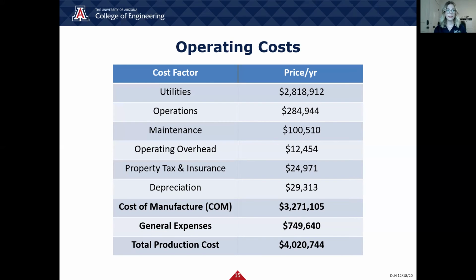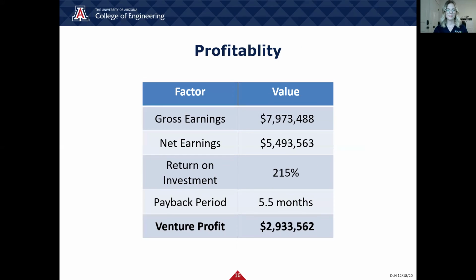Utilities, operations, maintenance, operating overhead, property tax and insurance, and depreciation total to the cost of manufacture, which is $3.3 million. The general expenses is proportional to the previously mentioned sales of the product and amounts to $750,000. Thus, the total production cost is approximately $4 million. The gross earnings, or sales minus cost for our process, is $8 million. Deducting tax, our net earnings are $5.5 million.